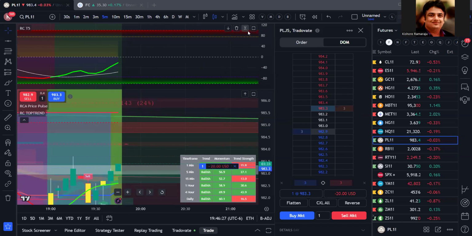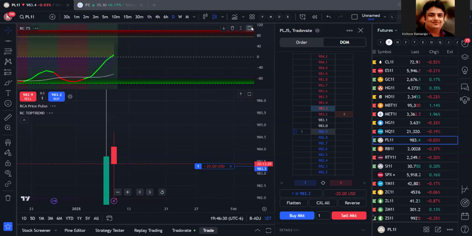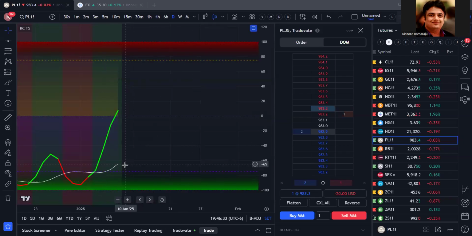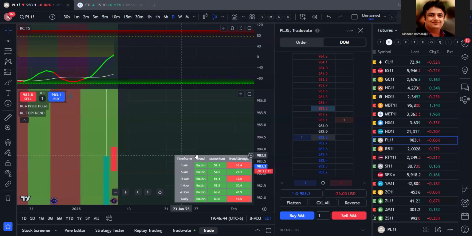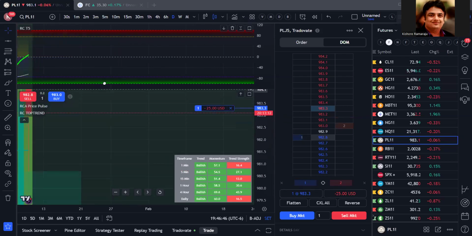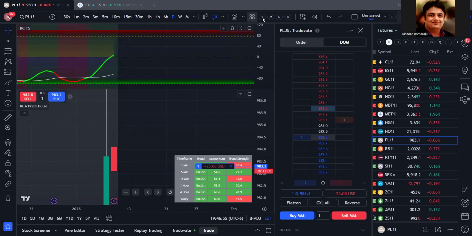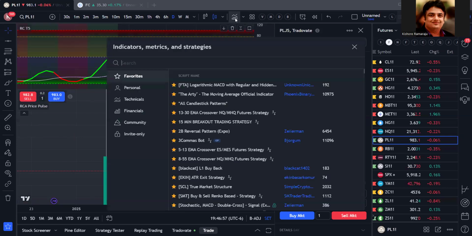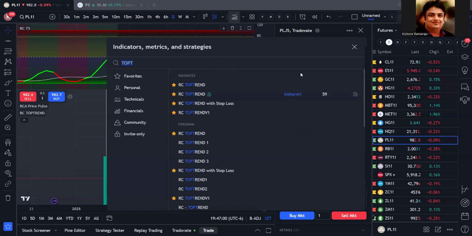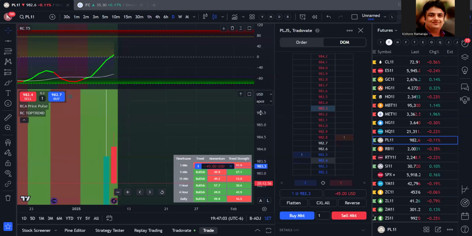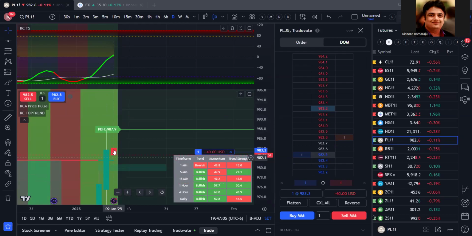So why am I so confident? First thing is, if I go to the daily time frame, I see it is very bullish. There is a lot of gap between the price and the buyers. Buyers are having a lot of control. That is my first reason. Second reason, I see that all the time frames are very bullish. My trend is green.